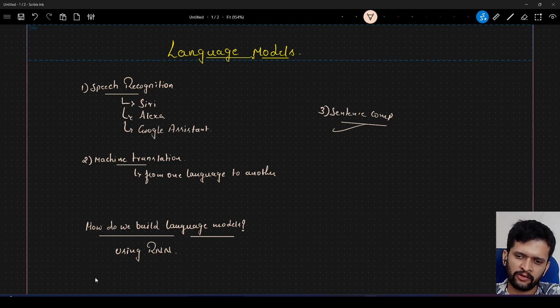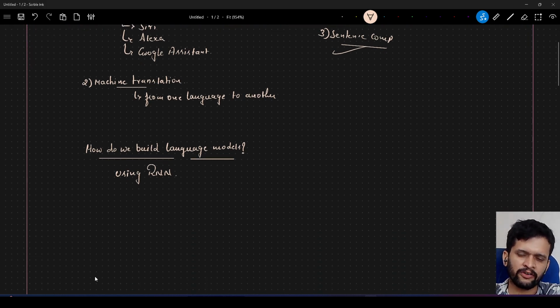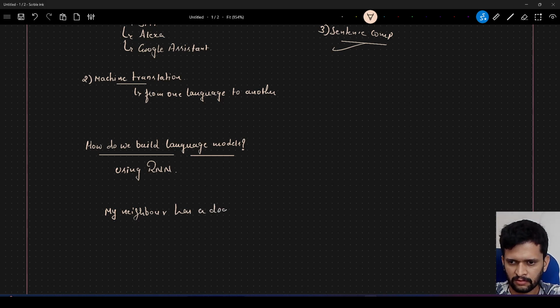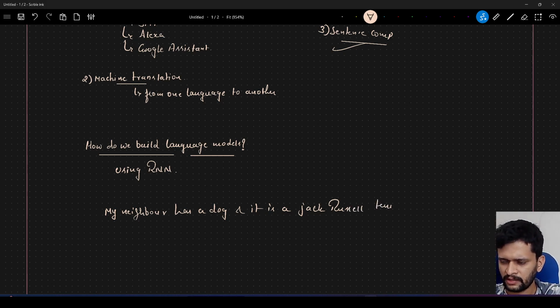As I told you earlier, how do we build a language model? We make use of RNN, right? Let us understand building a language model using RNN with the help of one sentence. I'll say: my neighbor has a dog and it is a Jack Russell Terrier. Jack Russell Terrier is basically a breed of dog, one kind of dog.